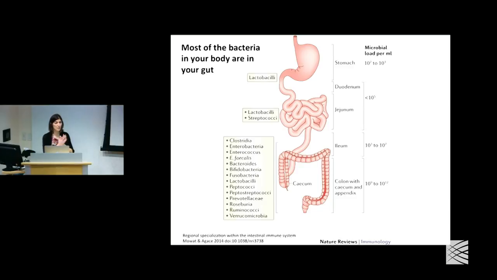Okay, so now I'm going to move a little bit away from all of the body sites that I've been talking about, and I'm going to focus in on the gut. So most of the bacteria, like I said previously, are in your gut, and depending on where you are in the GI tract, you have a different microbial load. The greatest load is by far in the colon, where you have 10 to the 9th to 10 to the 12th microbes present. The bacteria vary depending on where you are.